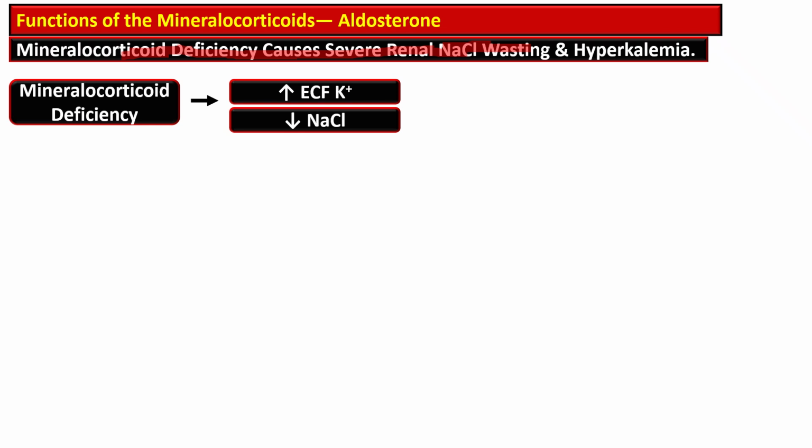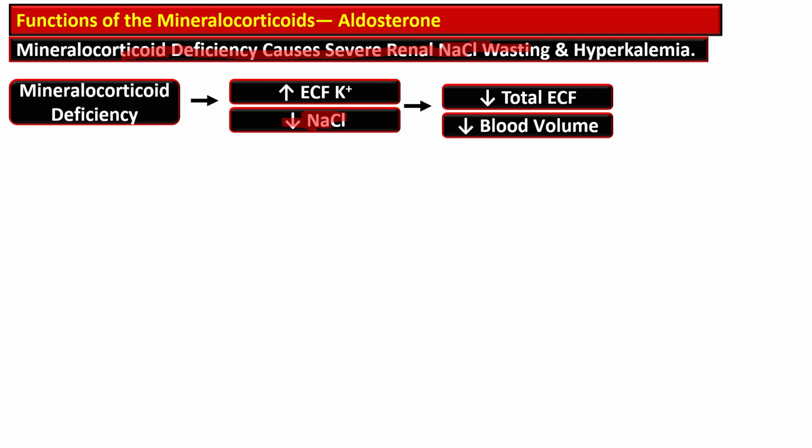If there is a mineralocorticoid deficiency, that will lead to increased extracellular fluid potassium concentration and decreased sodium chloride concentration. So, retaining sodium and chloride in the body is an important function of aldosterone, and also excretion of excess potassium, which maintains the blood volume and blood pressure.